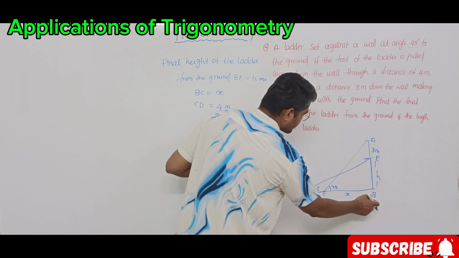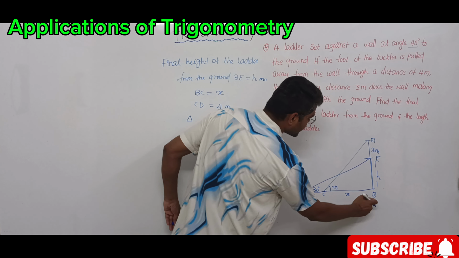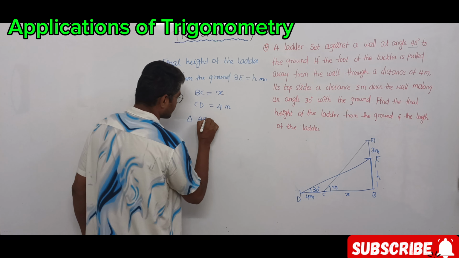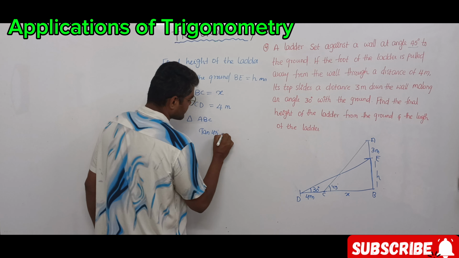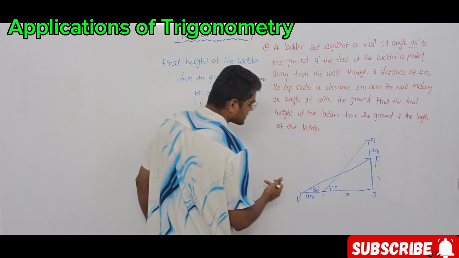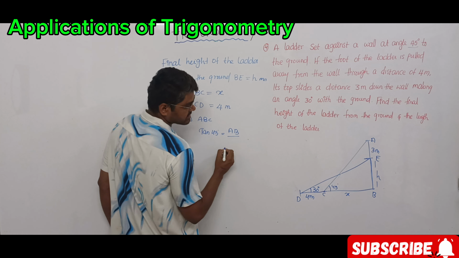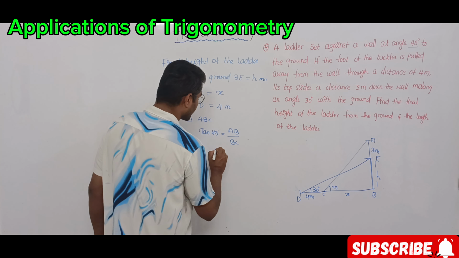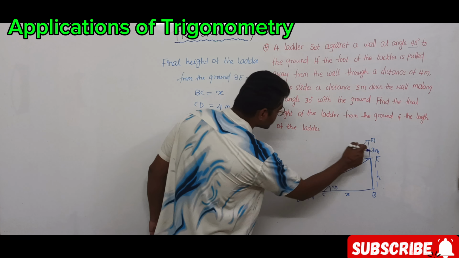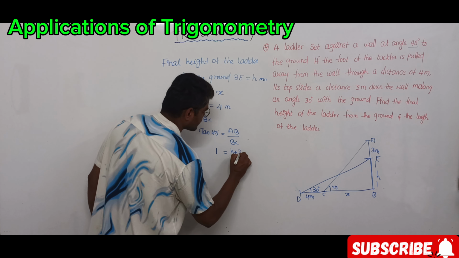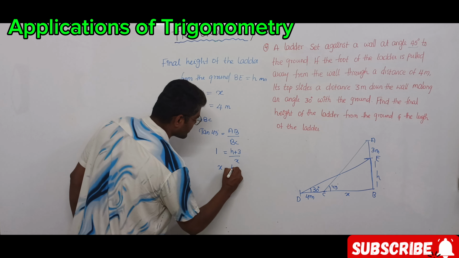Take this triangle ABC. We can take tan 45. Tan 45 equals opposite by adjacent. So opposite is AB by adjacent is BC. Tan 45 is 1. AB equals AE plus BE, so h plus 3, by BC is x. So now x is equal to h plus 3.